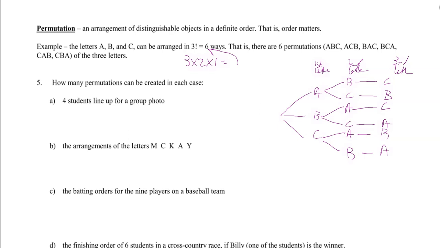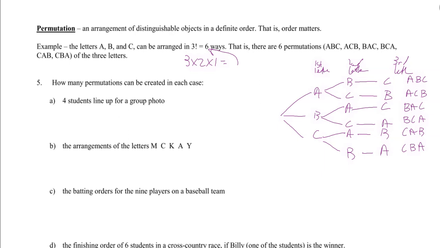To get all the arrangements, we trace out each branch. So this branch is ABC, ACB, BAC, BCA, CAB, CBA. So that's one way to get those arrangements. It's also a review of last lesson, the tree diagram.